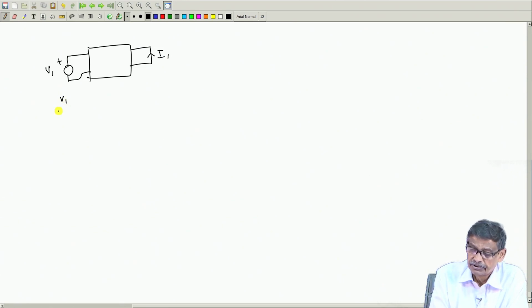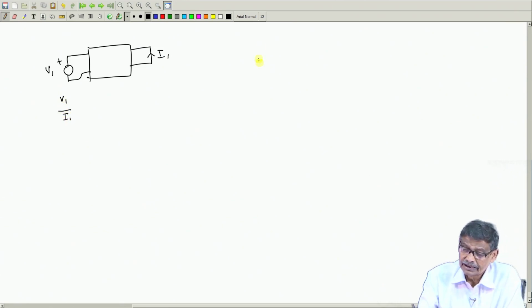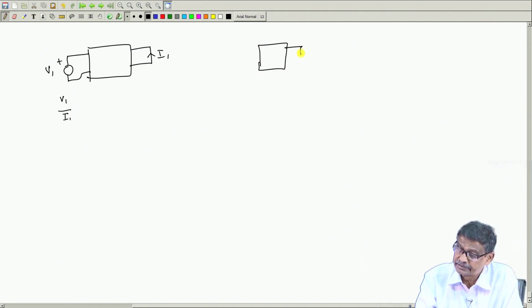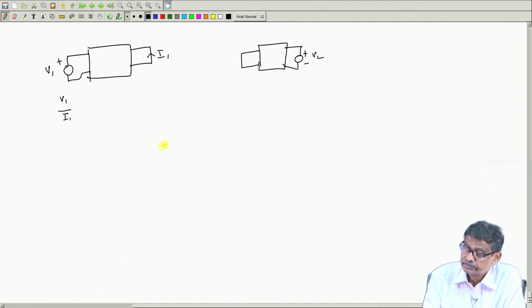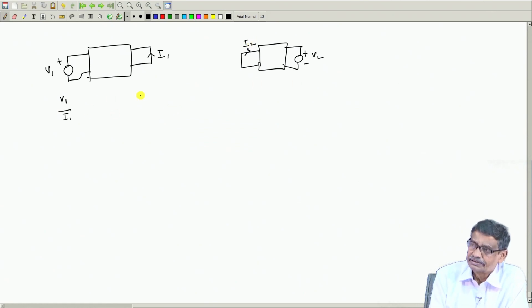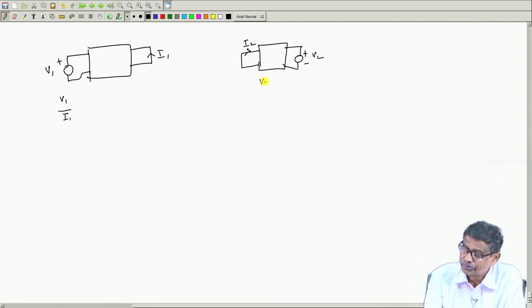Calculate this ratio V1 by I1. Now, what I am telling is, if you excite the same network keeping the voltage polarity same with V2 and short it, and tell this current to be also I2 like this, then there is no conflict. Then V1 by I2 should be equal to V2 by I2. So, current is coming in, here also current is coming in.